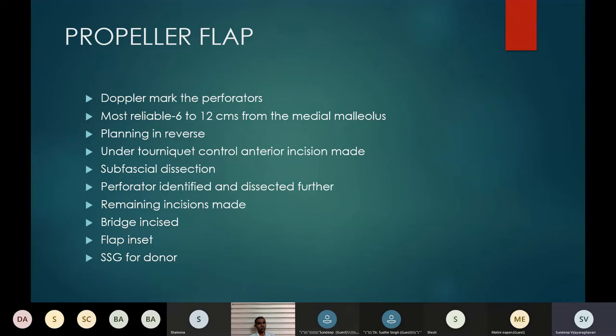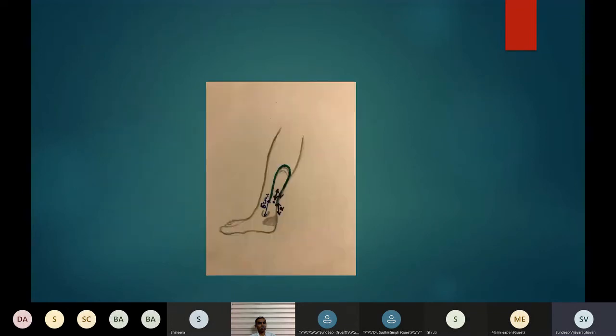So the initial incision is after the planning and marking of the flap. The initial incision is made on the anterior aspect, and in the subfascial plane, the flap is raised, and the perforator is identified approximately 6 to 8 centimeters from the medial malleolus. Once the flap is raised, the best option would be to incise the skin bridge and insert the flap into the defect. And the skin graft would be needed to close the donor site.